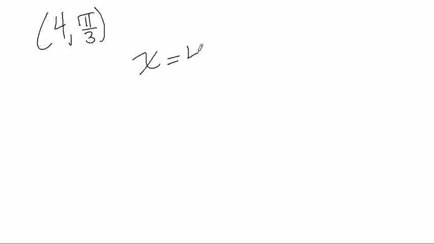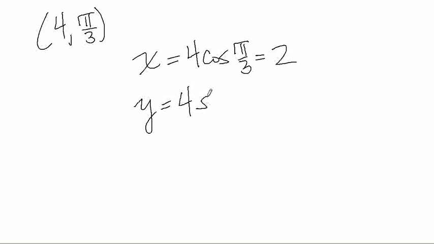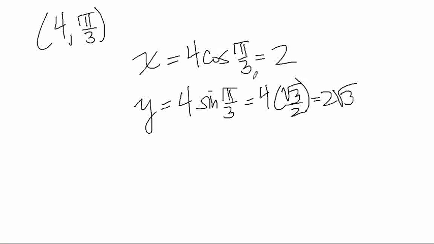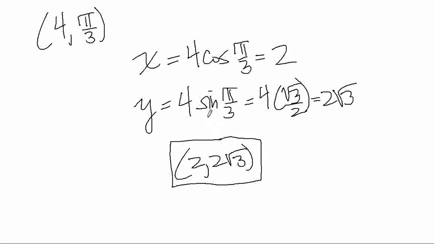What if we wanted to convert from this set of polar coordinates to rectangular? Well, using our conversion equation, x is equal to 4 cosine of pi over 3. That gives 4 times 1/2, which is 2. y is equal to 4 sine of pi over 3. That gives 4 times root 3 over 2, which is 2 root 3. So putting it all together, expressed in rectangular coordinates, we have 2 comma 2 root 3. All right?